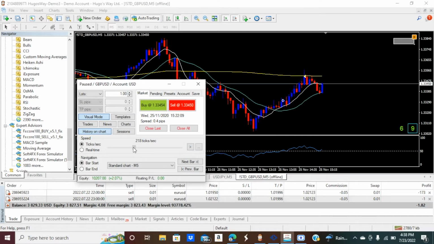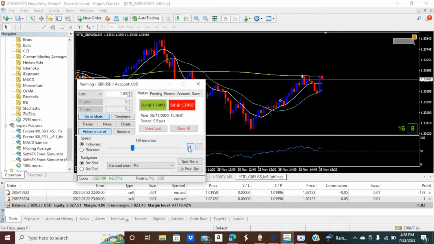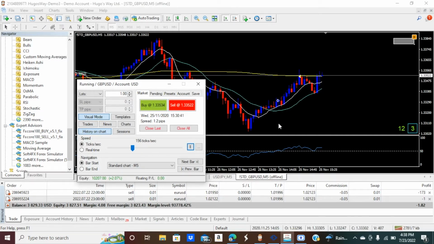So now we are going to go ahead and look for that next setup. Also, keep in mind the RSI was above the 50, so automatically I'm in buy mode, or was in buy mode at the time of that trade.